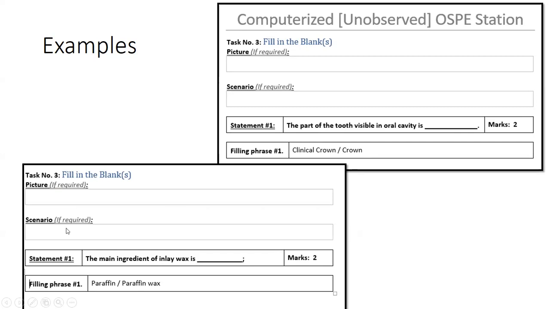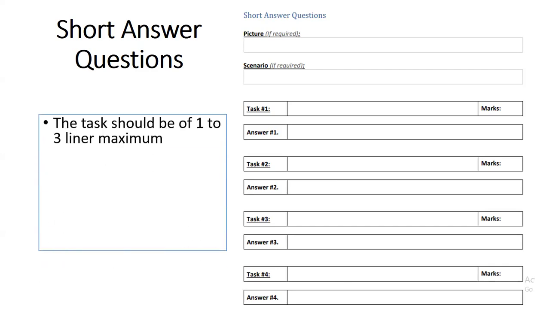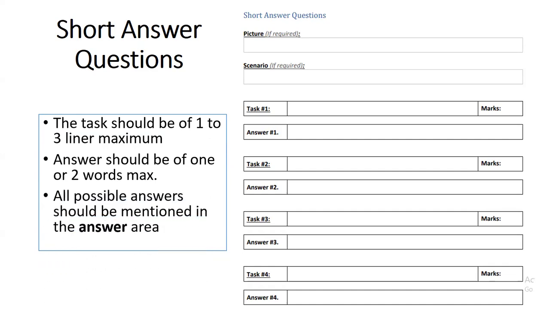And the whole OSPE having only one format, just fill in the blanks, has to be of 10 marks. If you're using two formats, in which there is cross-matching and fill in the blanks in one OSPE, then the cross-matching will be of 5 marks, fill in the blanks of 5 marks. I mean, you have to distribute the scores across the two formats if you're using them in one OSPE. Then the short answer question is the same as you always make, but the task should be of 1 to 3-liner maximum, and the answer should be of 1 or 2 words max. So it should not be a sentence, basically. All possible answers should be mentioned in the answer area.